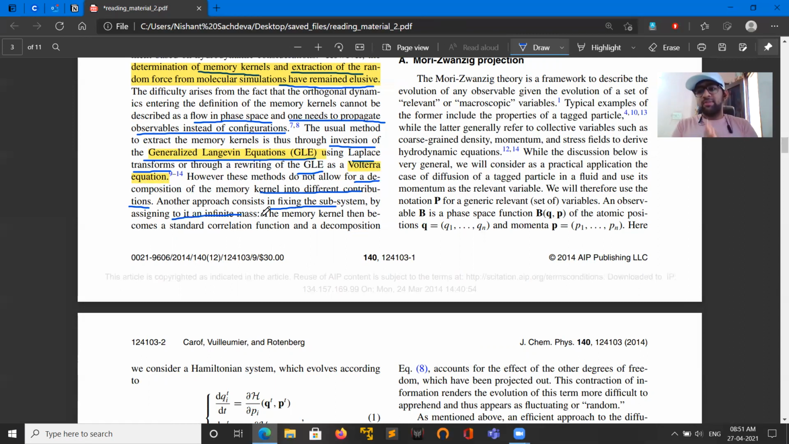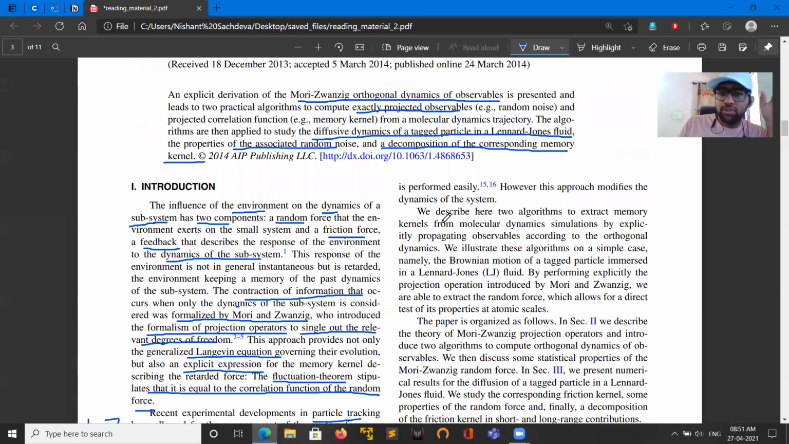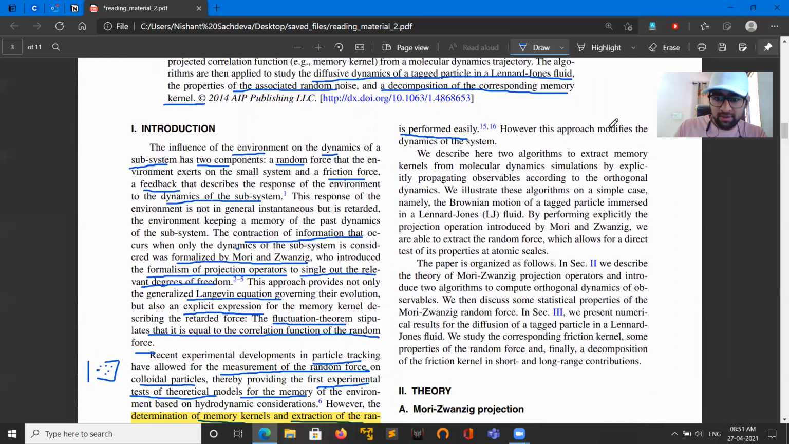What happens is we make the subsystem so big that it's not really a subsystem anymore. So the environment effects go down. The memory kernel basically then becomes a standard correlation function, and a decomposition is performed easily. Makes sense. However, this approach modifies the dynamics of the system. Also makes sense. We have assigned it infinite mass, so something is going to change.